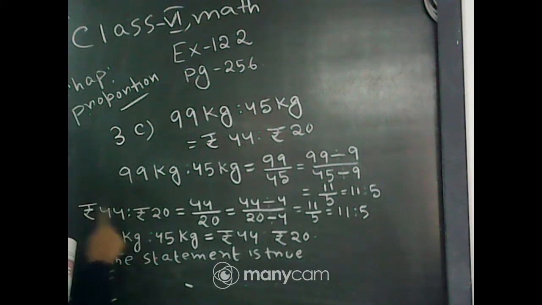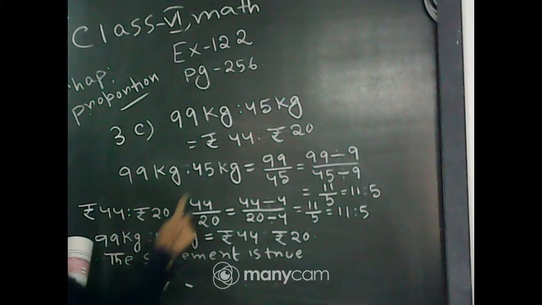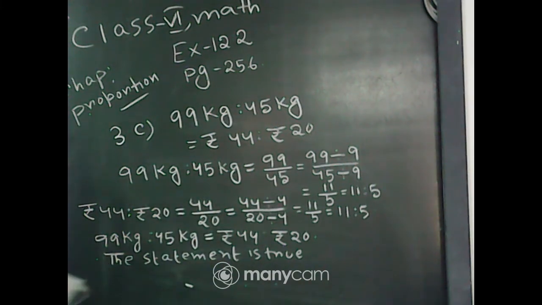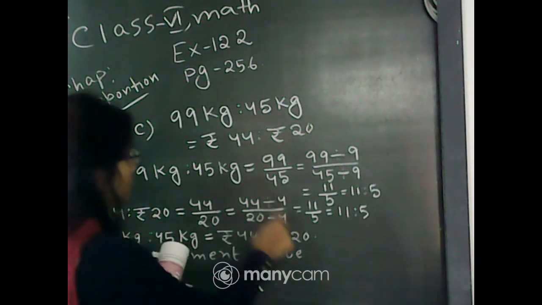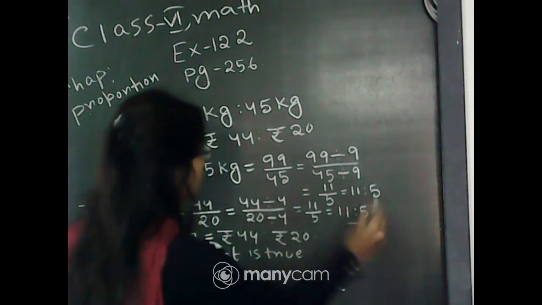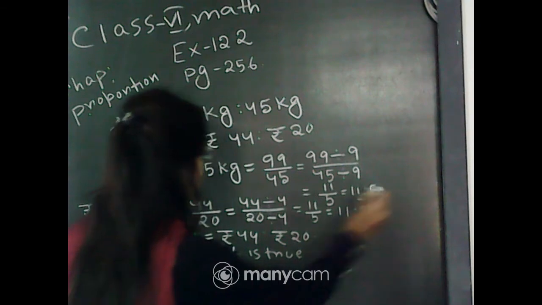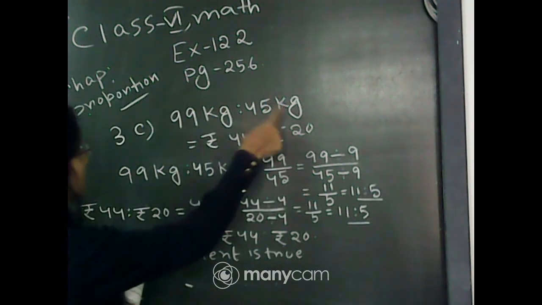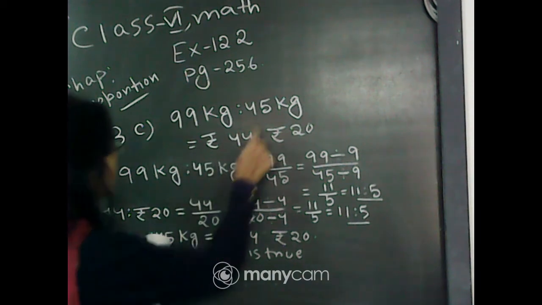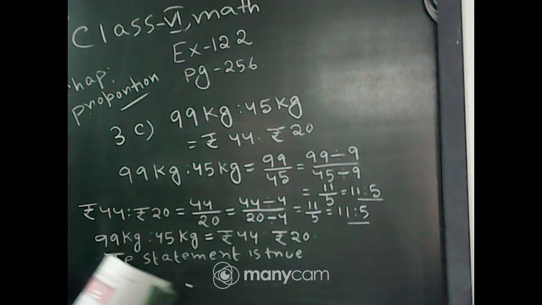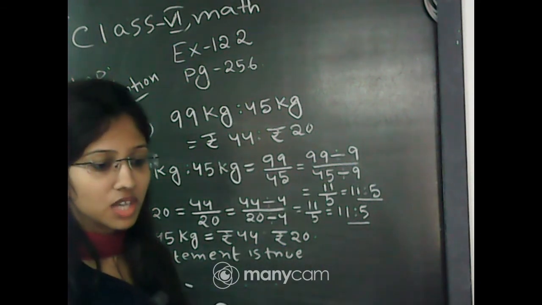Again, rupees 44 is to rupees 20 is equal to 44 divided by 20. Now, HCF of 44 and 20 is 4. Therefore, we divide both the numerator and the denominator by 4 and we get the ratio 11 is to 5. Here both the ratios are equal. So, 99 kg is to 45 kg is equal to rupees 44 is to rupees 20. That is, the given statement is true. If you have any doubt, then you can ask me.